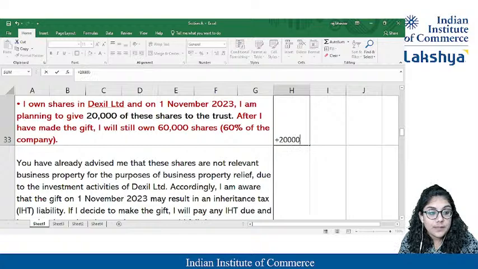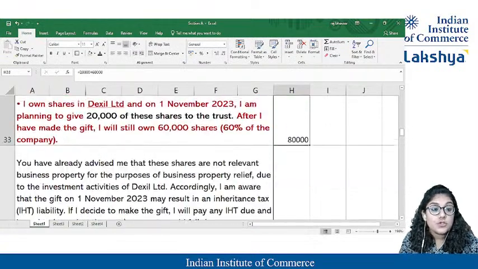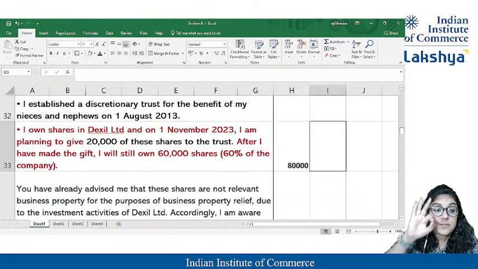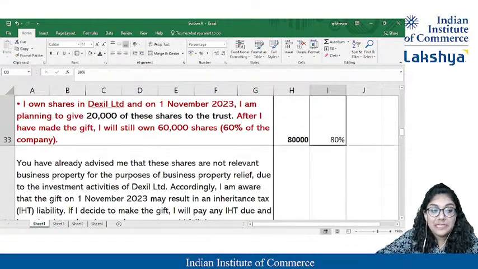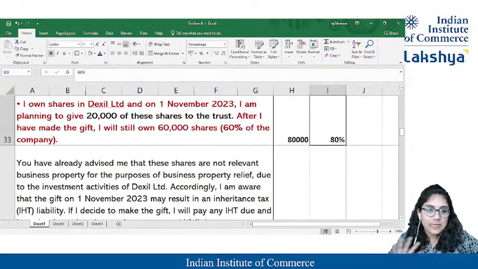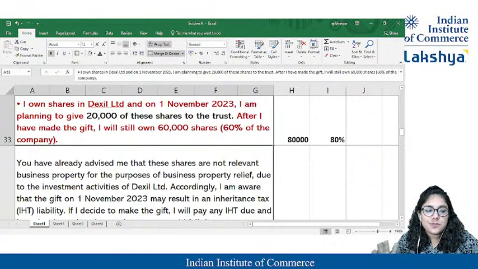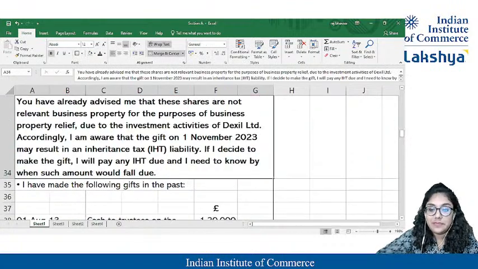That means right now it will be 20,000 plus 60,000. So basically right now you will be having 80,000 shares. That is 80% of the company's shares of Dixil. Yeah, cool. At least by reading this, I understand. Okay, let's read ahead. What have they asked us in the question?